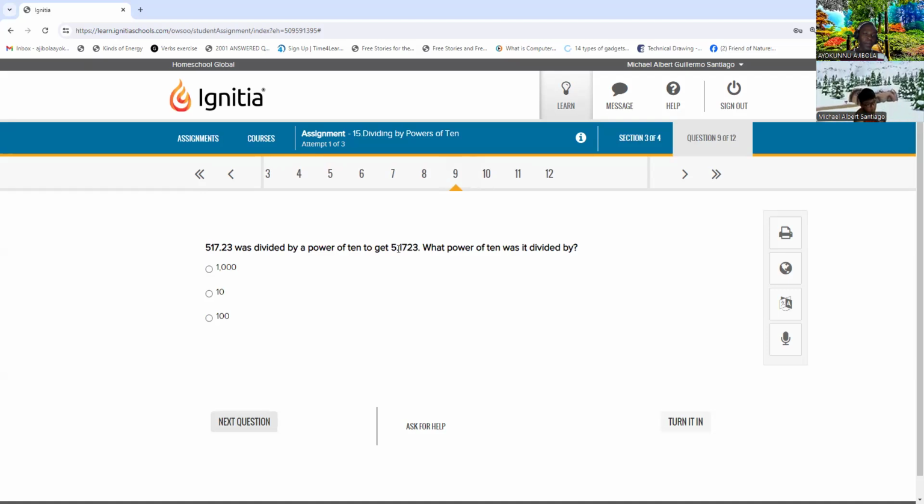So 517.23 was divided by a power of 10 to get 5.1723. So how many times has the decimal been moved? From after 7 to after 5. That is 2 steps, and that should be 100, right? Is that clear? Is that clear, Miggy? Yes.